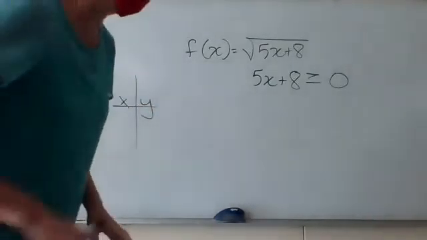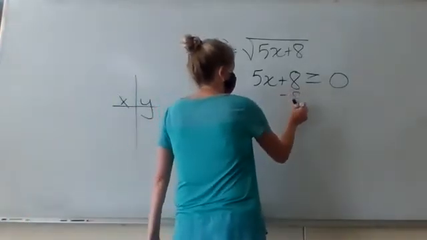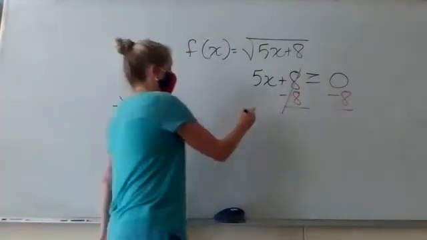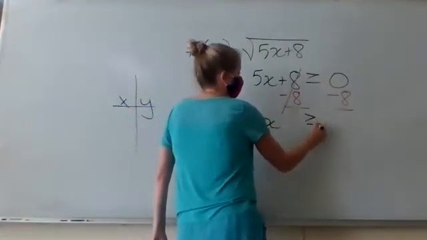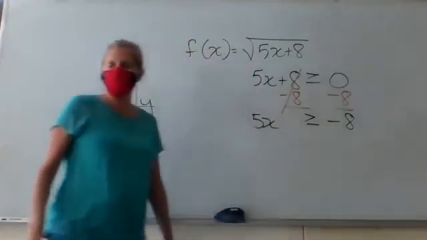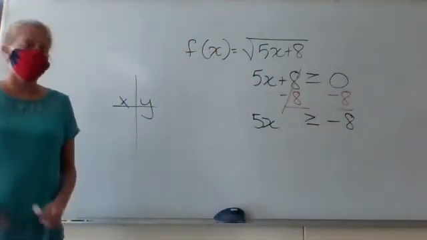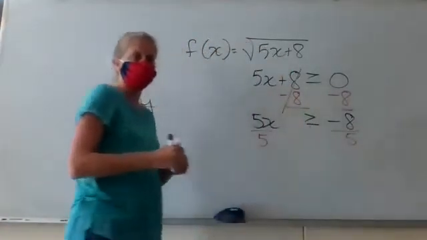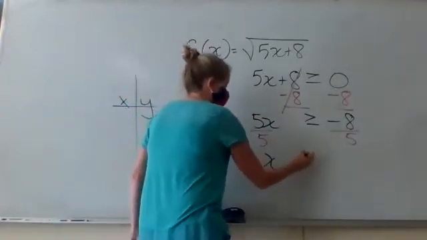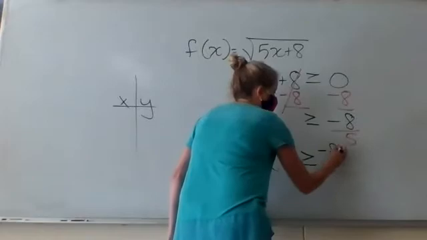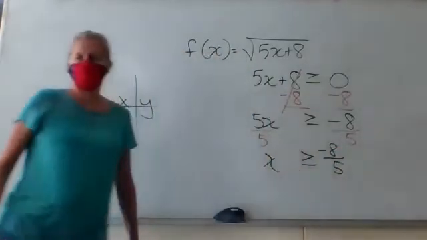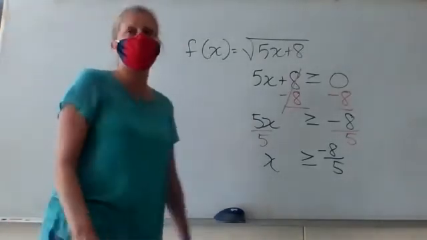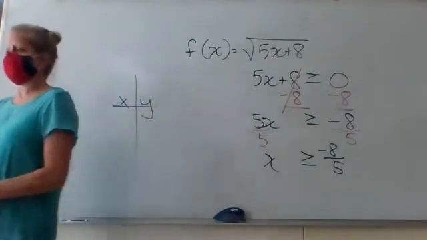So if I solve this, I'll need to subtract 8 from both sides. So now I have 5x greater than or equal to negative 8. And then divide both sides by 5. So x needs to be greater than or equal to negative 8/5 in order for it to work. If you plug in a number for x that's below negative 8/5, it's not going to work. It's going to give you an error message.